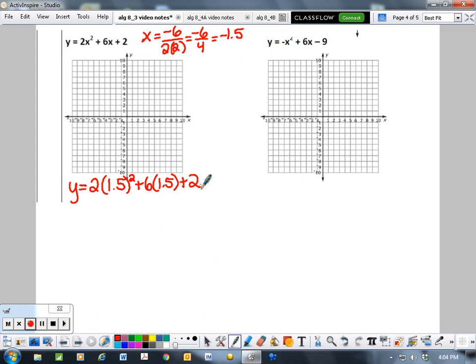Usually we don't get these types of problems till we're in Algebra 2. So this becomes 2.25 and then I times by 2. So y is 4.5 and then 6 times 1.5 is 9 and then plus 2. It doesn't even fit on my graph. 4.5 plus 9 plus 2 gives us 15.5. So we do have a vertex, negative 1.5 and 15.5.